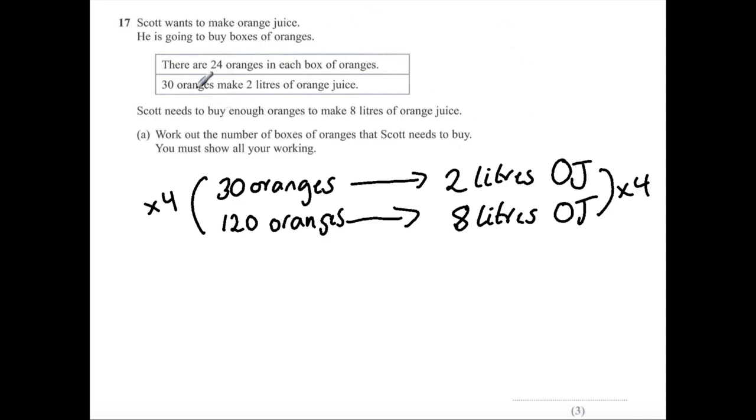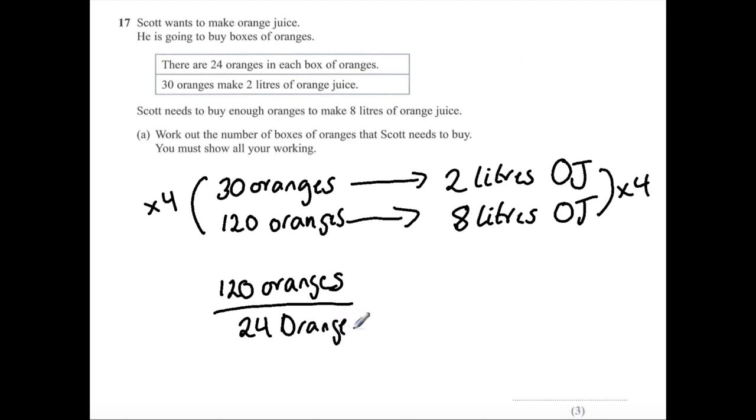Now it says in the question, there are 24 oranges in each box of oranges. Now to work out the number of boxes, I'm going to divide 120 oranges by 24 oranges, which will give me the number of boxes, which is 5 boxes. So Scott needs 5 boxes.